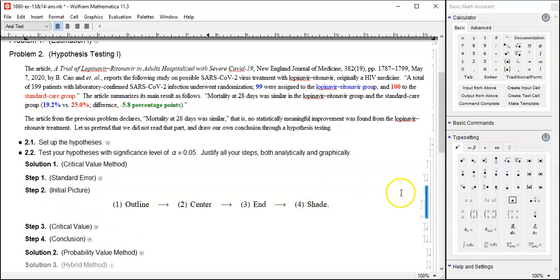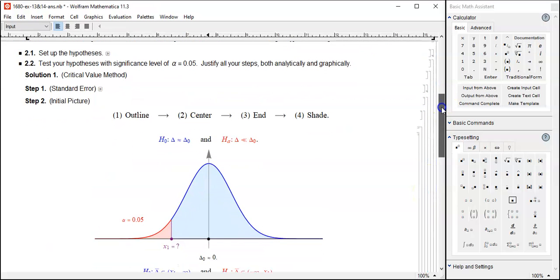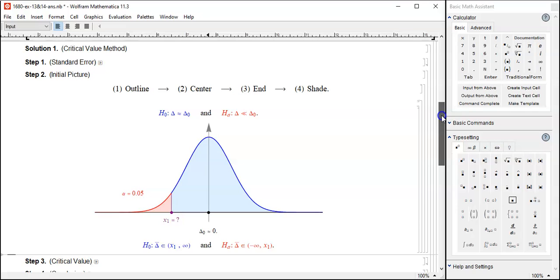Initial picture, outline, center, end, and shade. Everybody must remember this process, and everybody must draw a picture. It doesn't have to be real pretty, but it has to give me sufficient information. Outline, going up and down, symmetric like this. Center, and center, this is the null hypothesis. Null hypothesis, we're talking about equal to 0.